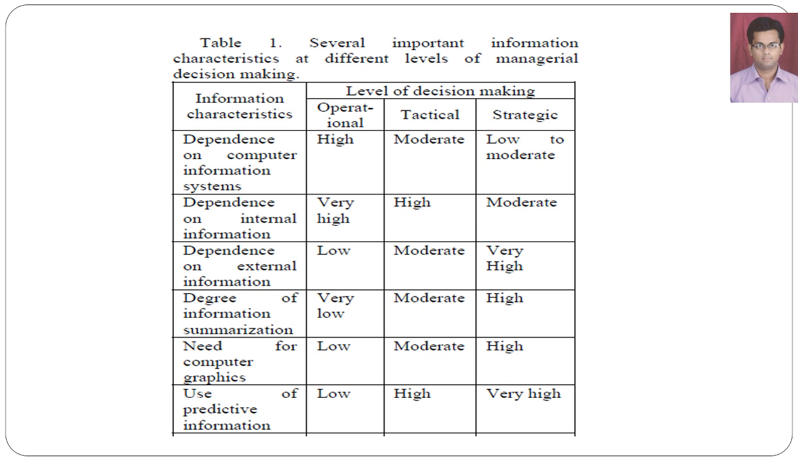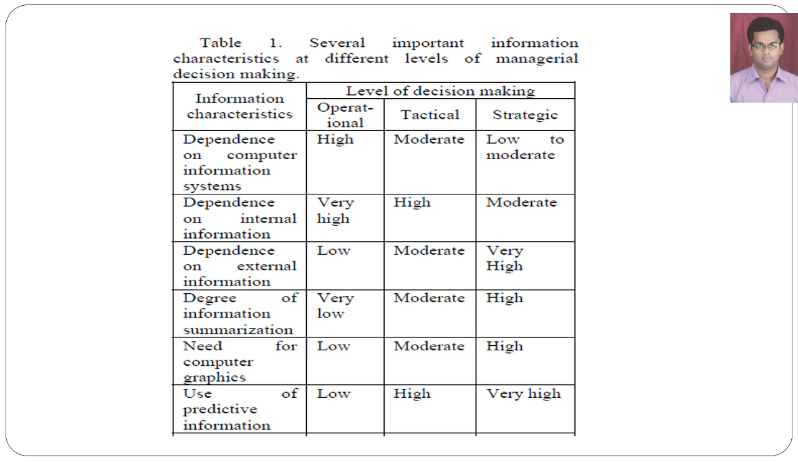Now this particular table explains the things that were easily visible on the earlier slide. Let us consider a few examples and understand the impact of this particular slide. So the table talks about important information characteristics at different levels of managerial decision making.